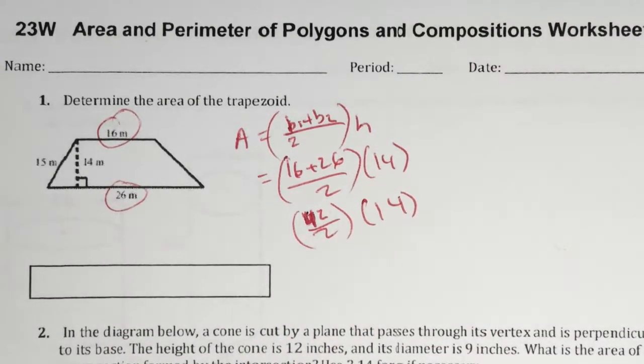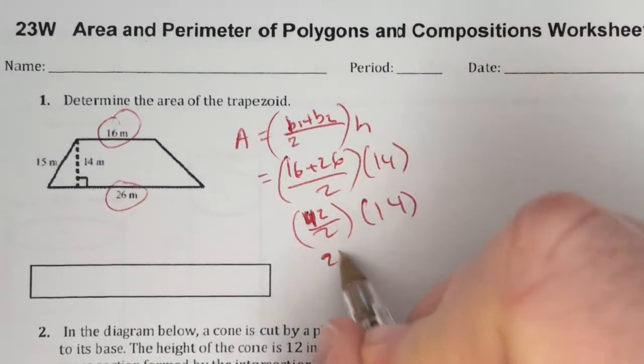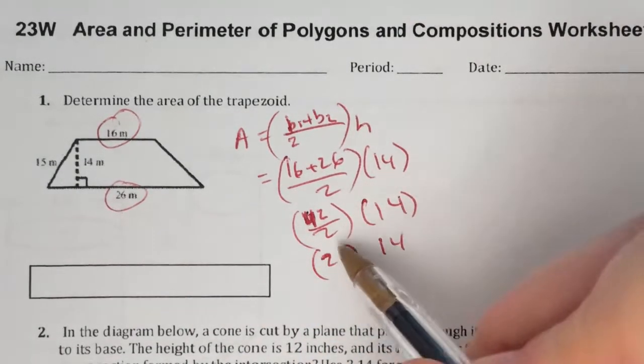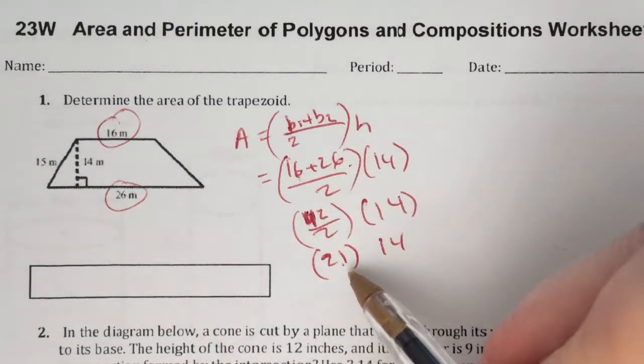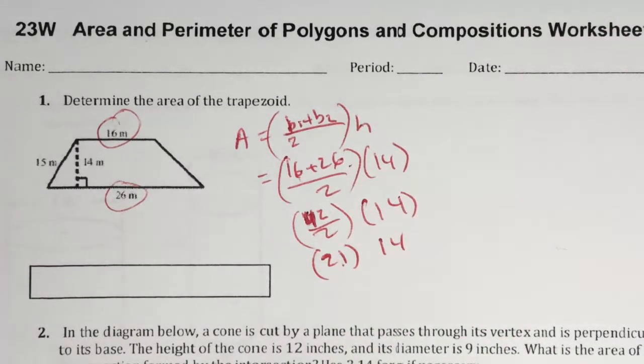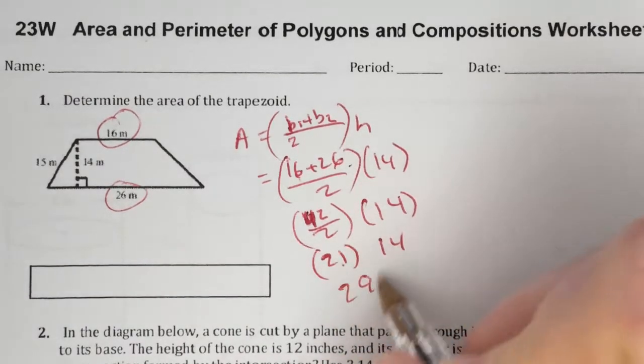42 divided by 2, we get 21, times 14. And double check, is 21 smack dab in between 16 and 26? It is, so I feel good about that. Multiply by 14, and your answer is 294.